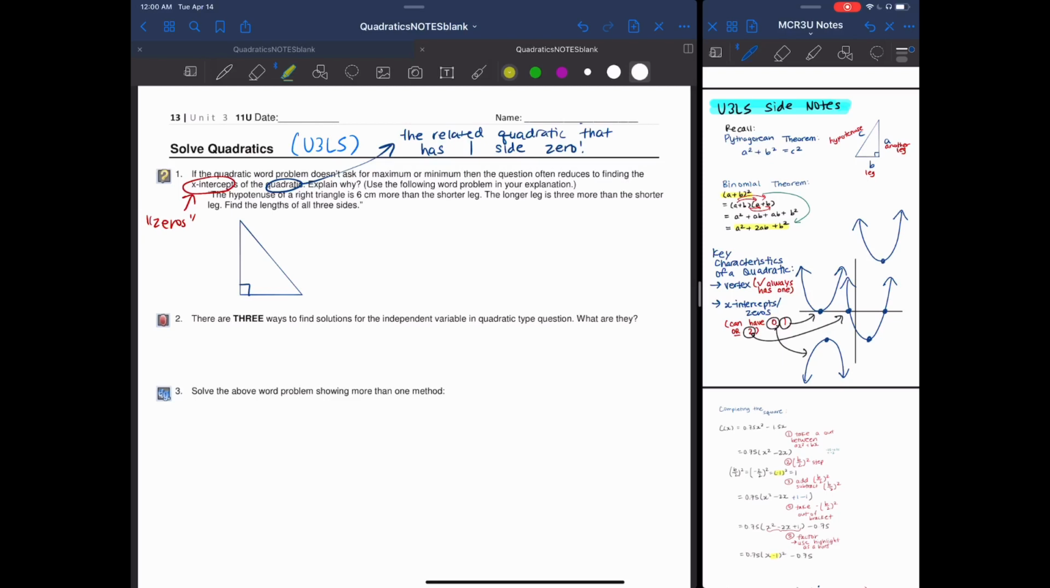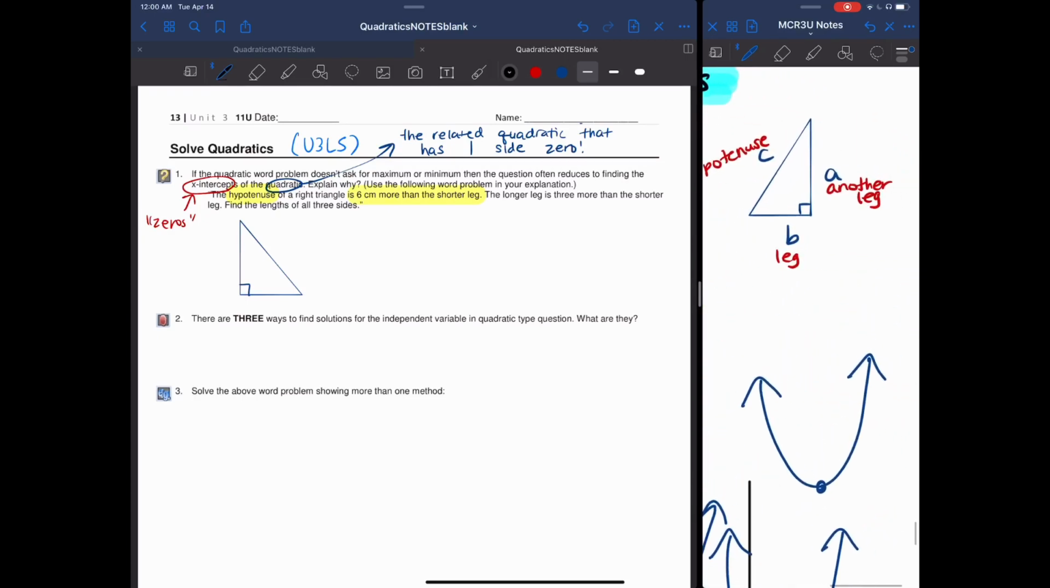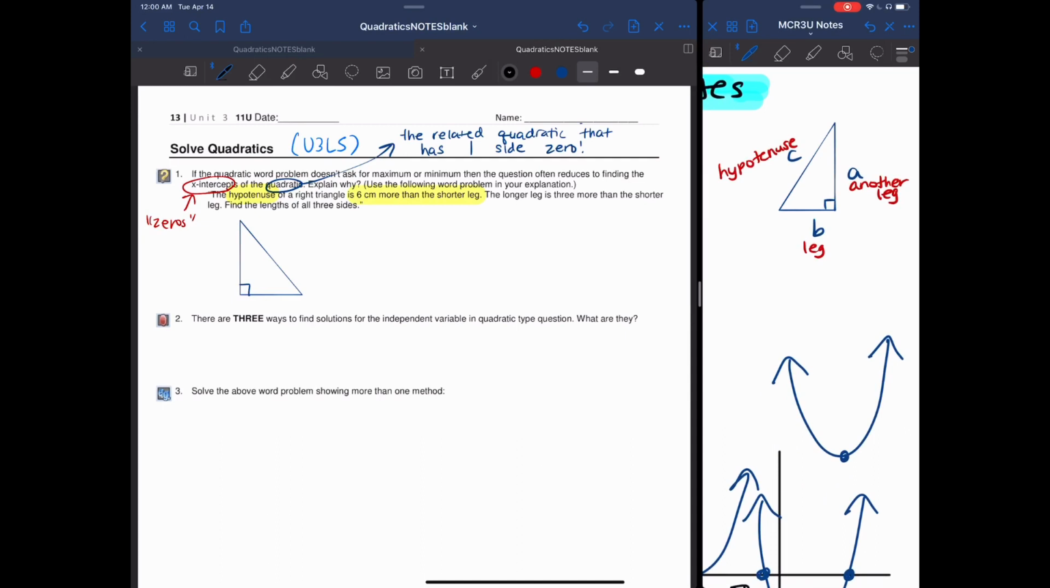So we have the hypotenuse that is 6 centimeters more than the shorter leg. A reminder for what a leg is and where the hypotenuse is: if you look at my side notes on the right, this is a typical right angle triangle, and the side that is across from the right angle is always the hypotenuse, the longest side of a right angle triangle. It has to be a right angle triangle for there to be a hypotenuse. Meanwhile, you have the other parts, which are the legs. You have one leg and then the other leg, okay?